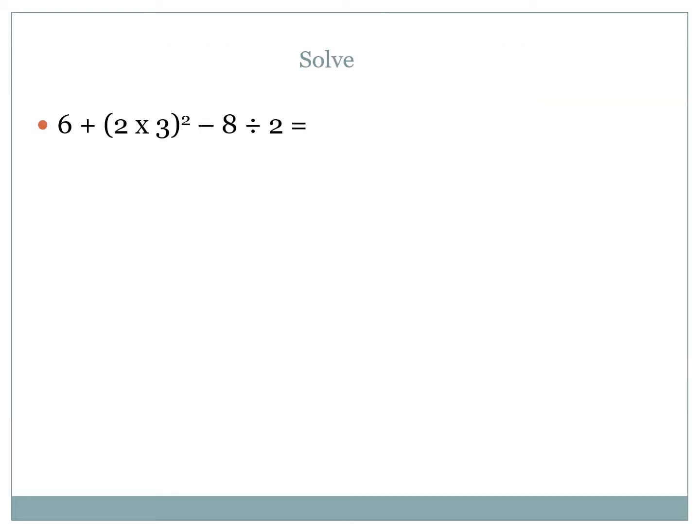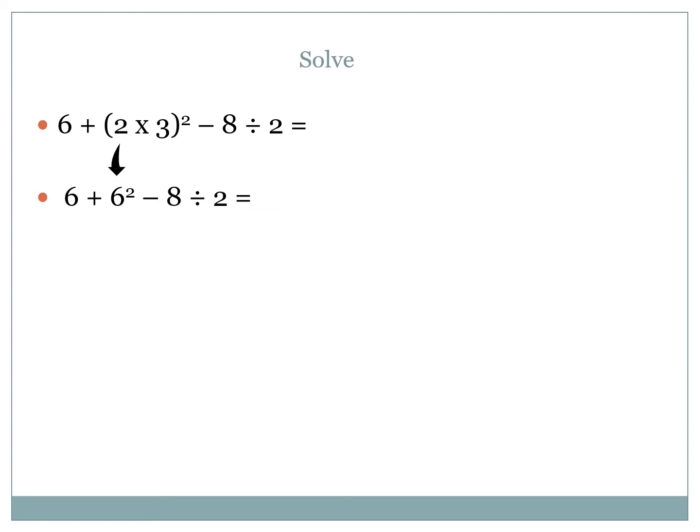Let's walk through solving our first equation. Here we have 6 plus the bracket of 2 times 3 squared minus 8 divided by 2. If we remembered BEDMAS, the first thing we need to deal with is the B, which is the bracket, which means that we're going to be dealing with this 2 times 3. What we want to do is solve that portion, rewrite our formula to simplify it, and then continue on with BEDMAS. So our formula becomes 6 plus 6 squared minus 8 divided by 2. So we took that 2 times 3, converted it into a 6, and put that into the formula.